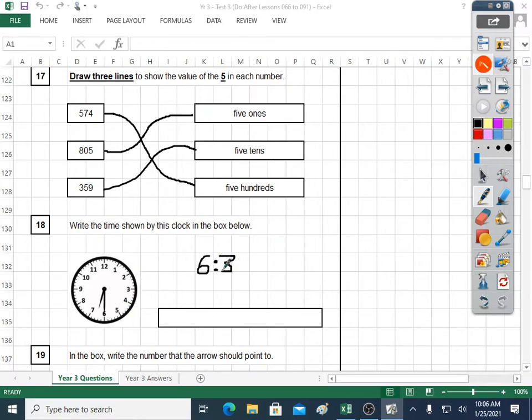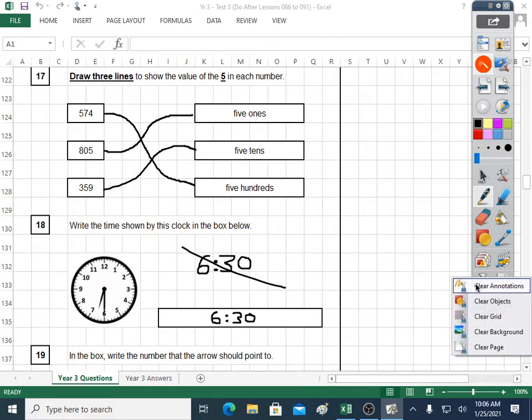It's 6:30. It doesn't say how you have to write it, so I'm sure it will be correct if you write 6:30 like this. I just wrote it up there in case I did something wrong before I put it in the answer box. Keep your answer box nice and clear and not messy by doing your workings outside of the answer box. That's question 18. You could write 6:30 in words, anything that means 6:30. Let's move on to question 19.